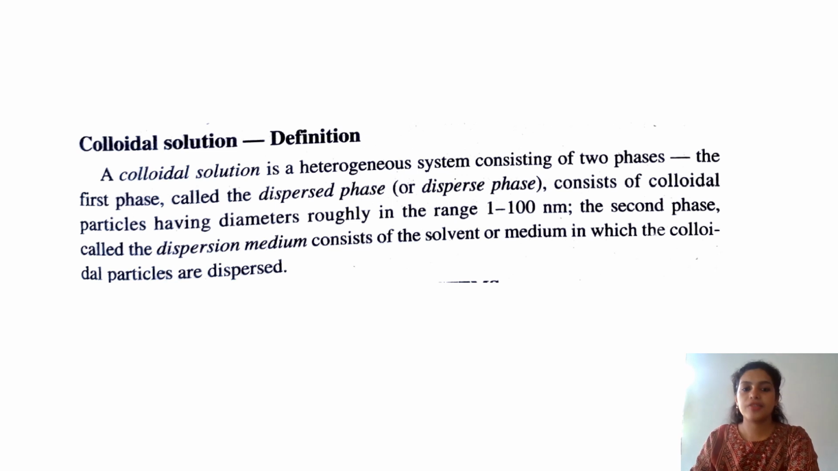So we need a definition. A colloidal solution is a heterogeneous system consisting of two phases. One is the dispersed phase, and the other is the dispersion medium. The dispersed phase is the actual colloidal particles, and the size we have already seen, between 1 to 100 nanometers. And the solvent used is called the dispersion medium.